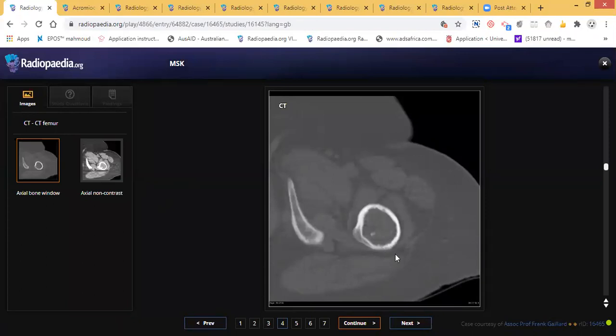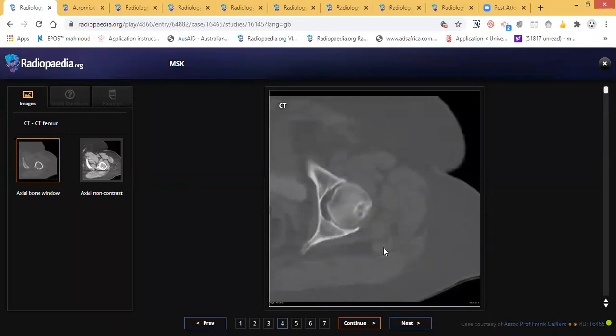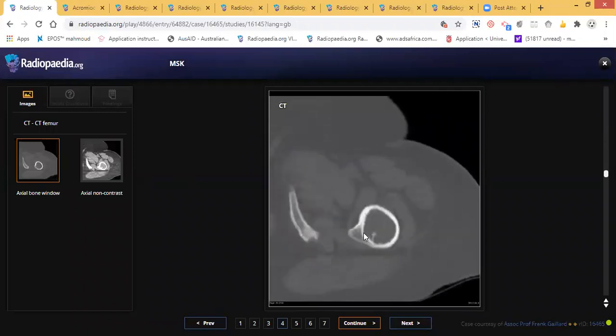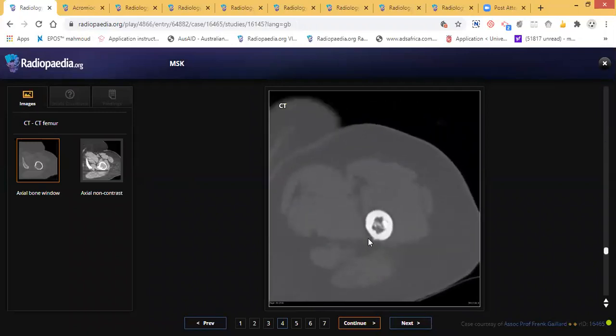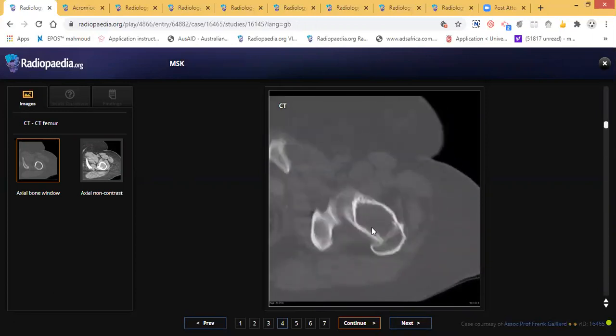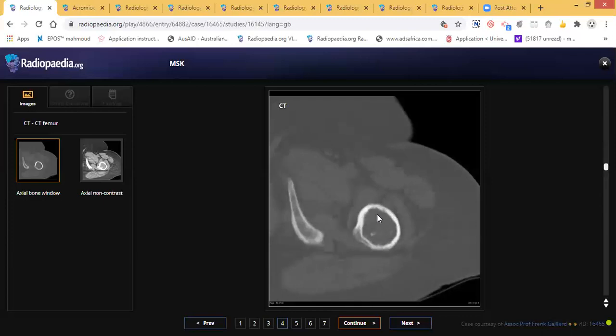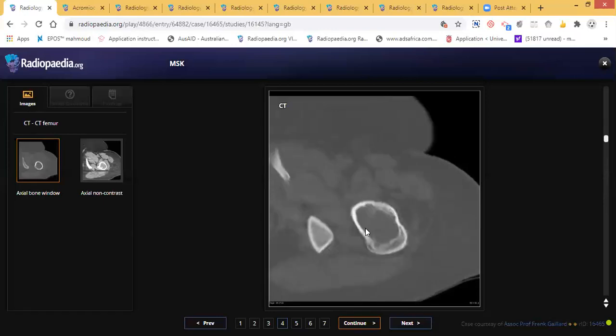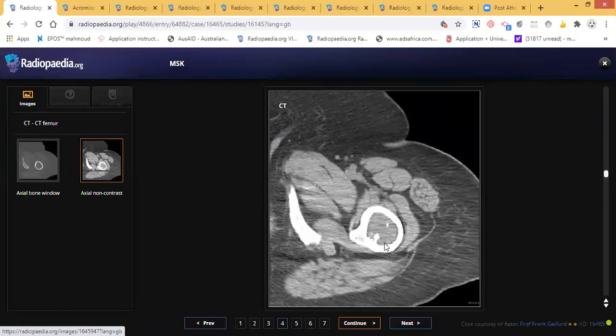And here you find something lytic. Is it a narrow zone of transition or a wide zone of transition? It is narrow, yes, narrow zone. So it is a lytic lesion, and you can have something inside here, and there is sclerosis, but there is no bony breaching.